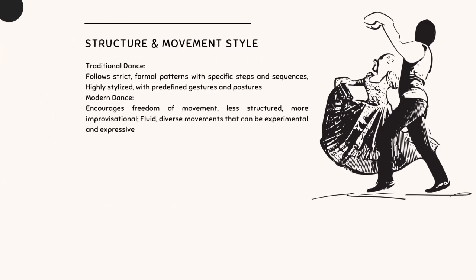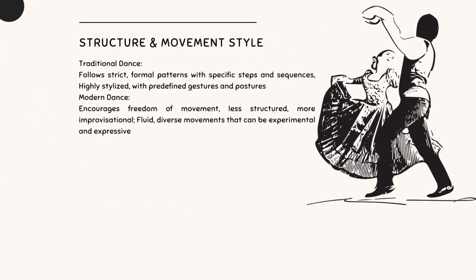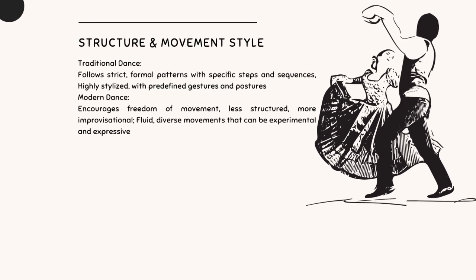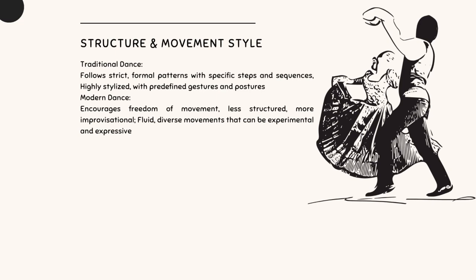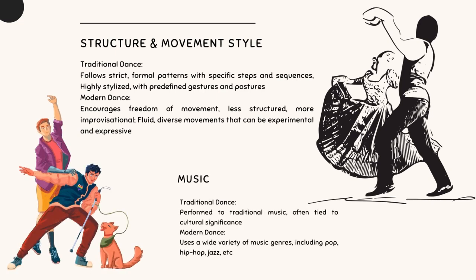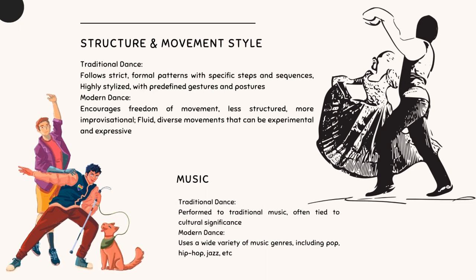About structure, traditional dance follows strict, formal patterns with specific steps and sequences, highly stylized, with predefined gestures and postures, while modern dance encourages freedom of movement, less structured, more improvisational. The movement style is fluid, with diverse movements that can be experimental and expressive.